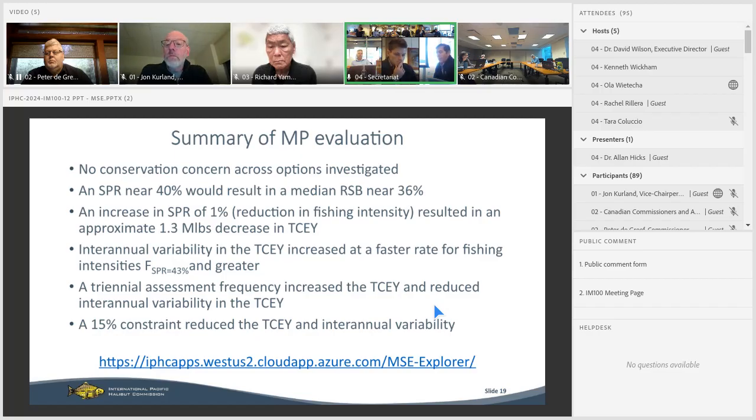And the SRB noted this in their report from their last meeting. And then a 15% constraint reduced the TCY, but also reduced interannual variability. The MSAB felt that the constraint was just reducing the TCY by quite a bit and didn't outweigh the benefits of reducing the interannual variability. So if anyone's interested in seeing more of these results, you can always look at the MSE Explorer on the link there, and it has all the results of the different management procedures that we investigated.